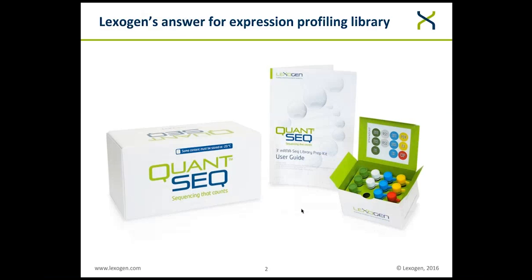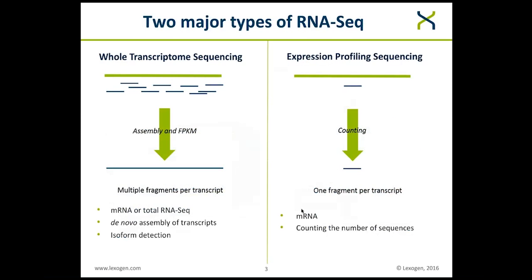QuantSeq is a Lexogen answer for expression profiling sequencing. There are two types of library prep for RNA sequencing. In the whole transcriptome sequencing approach, libraries are prepared from many fragments along the whole length of the transcript. The transcript concentrations are calculated here through RPKM values, which are probabilistic estimates of isoform abundances. In the expression profiling approach, libraries are prepared from just one fragment per transcript, and therefore data analysis is based on counting of transcripts without need for RPKM values.